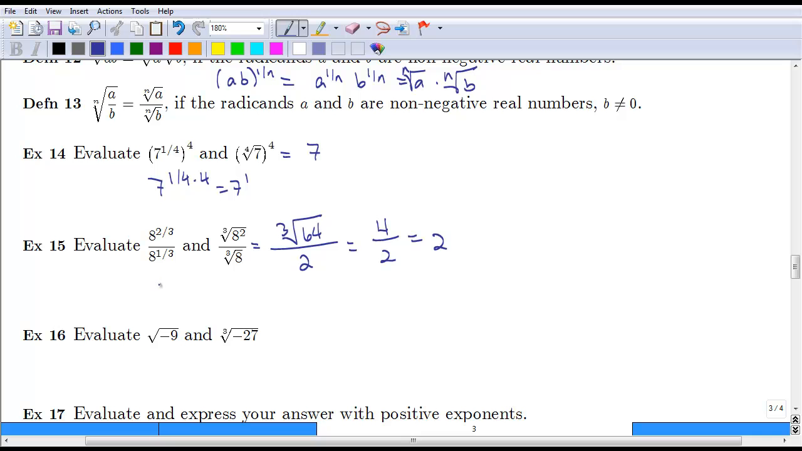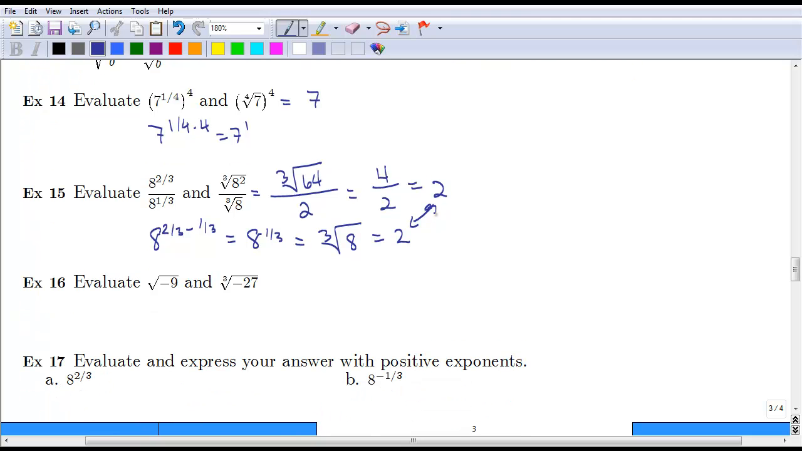And in this case, we would have a to the 2/3 minus 1/3, which is just a to the 1/3. And if you wanted to rewrite that in radical form, it would be the cube root of 8. And we know that the cube root of 8 is 2. So either way, we end up with the same answer, which we should. It's just two different ways of looking at it.